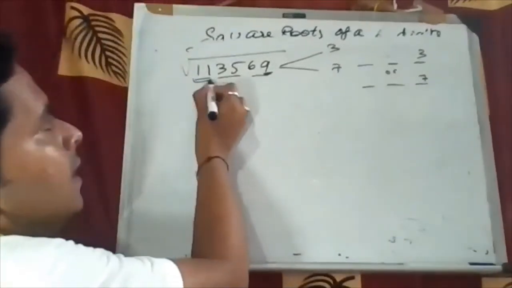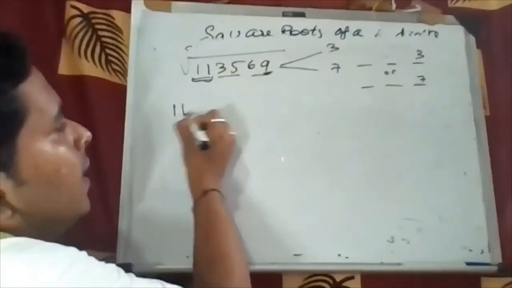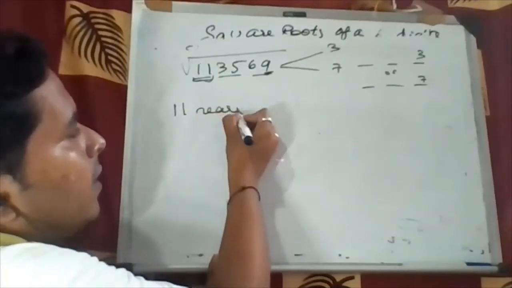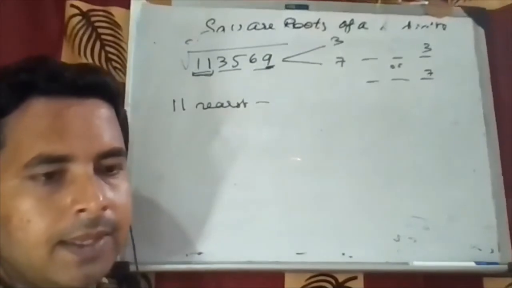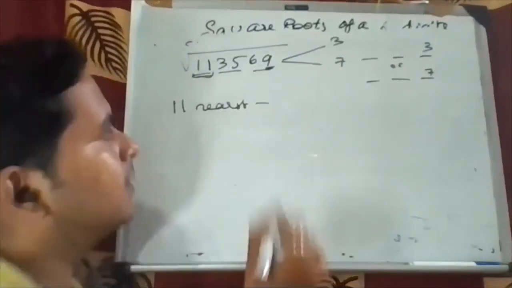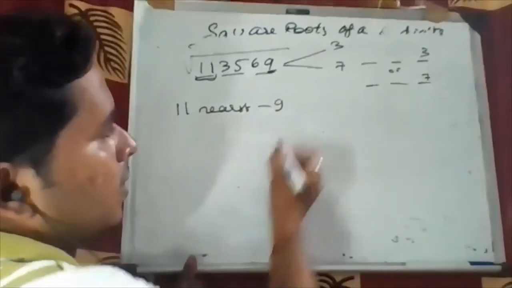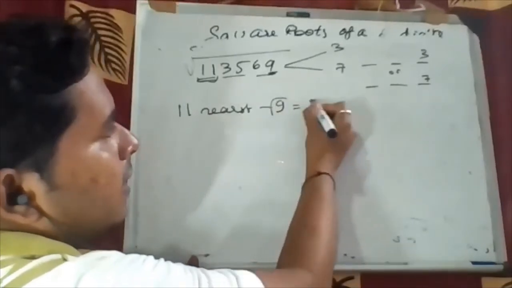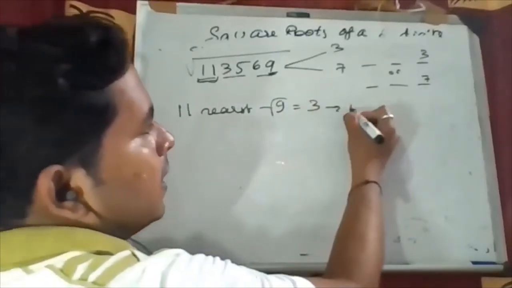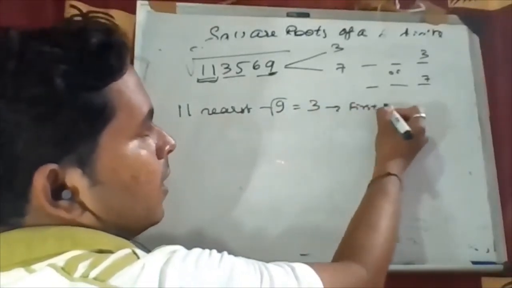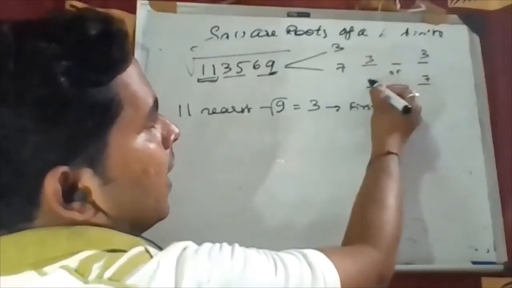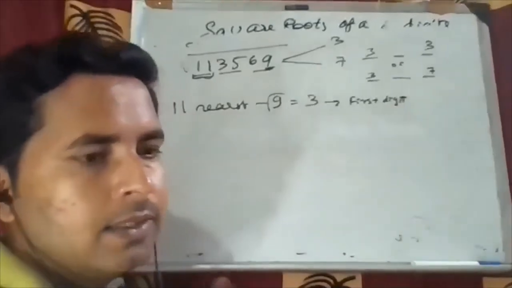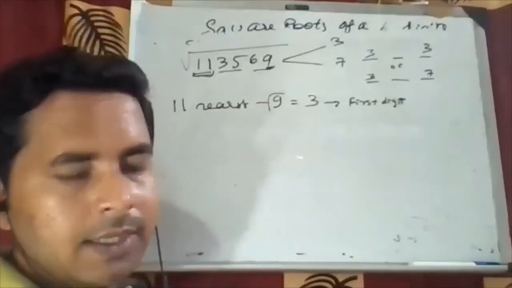Now this is 11. Okay, 11 के nearest square क्या है? 11 का nearest square is 9. So 9 का square root क्या आता है? 3. So 3 is my first digit. So I got first digit 3.